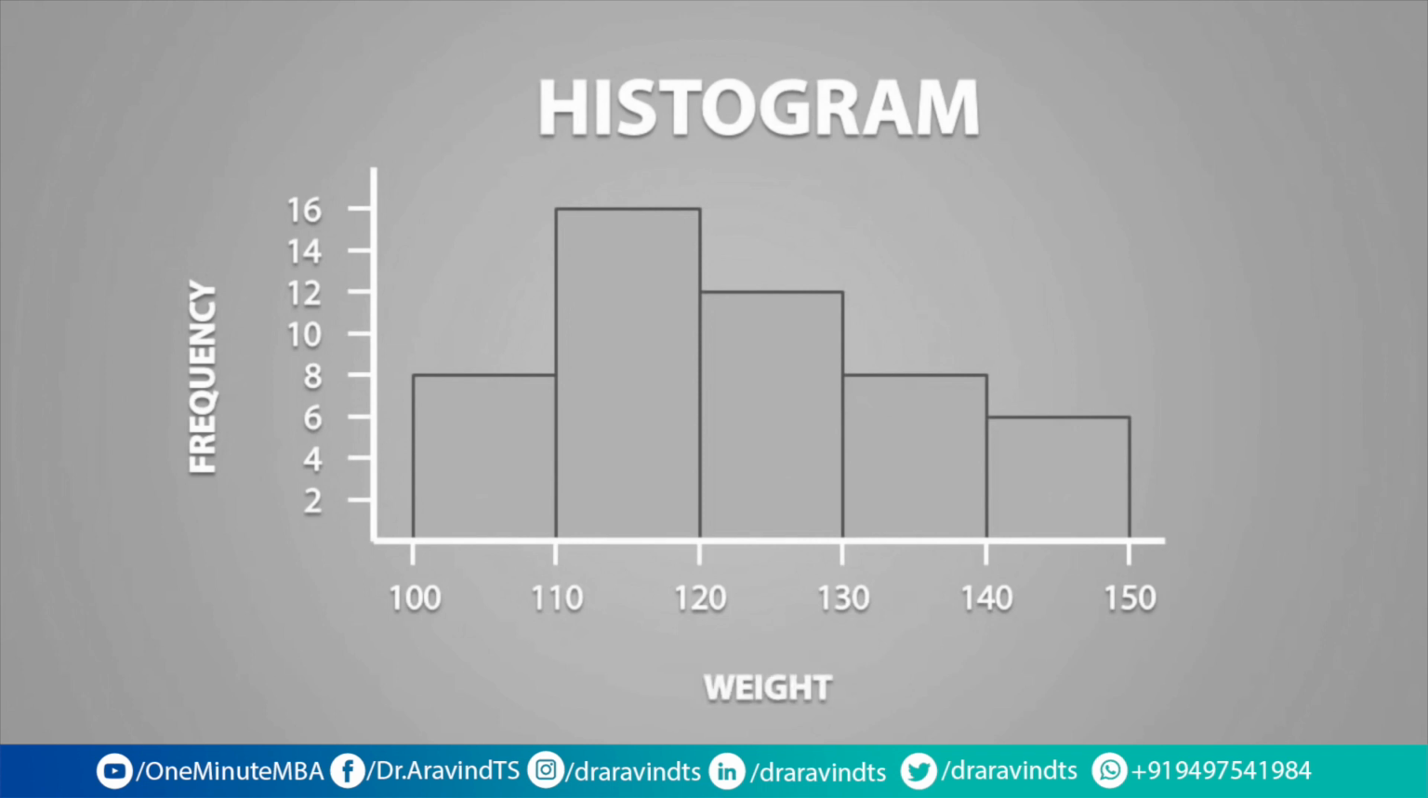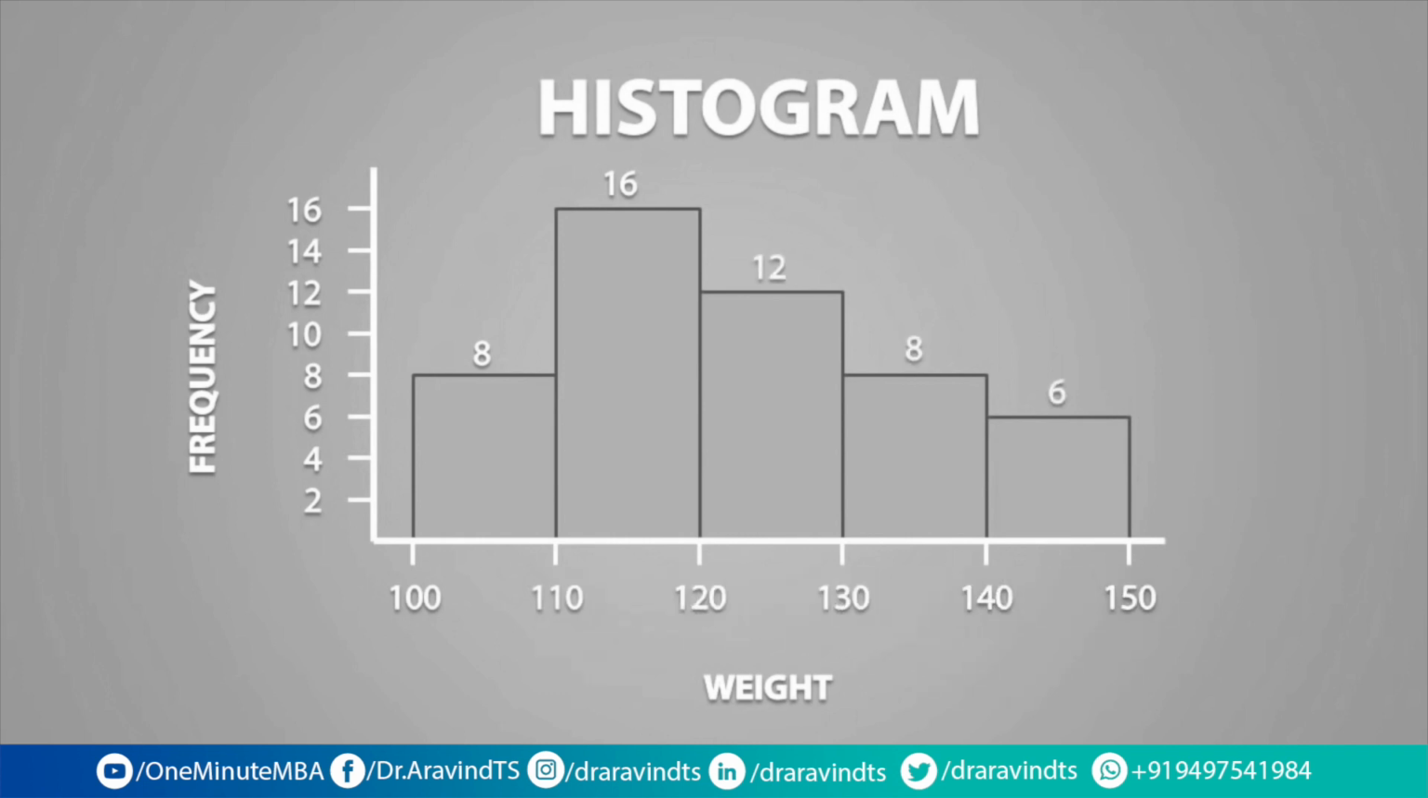To read a histogram, you first pick one of the intervals and determine its height. So for the interval between 100 and 110, we see that the bar has a height of 8. This means that, from the data we collected, 8 people weigh between 100 and 110 pounds. For the next interval, we see that the bar has a height of 16, so this means that 16 out of the total people I collected data from weigh between 110 and 120 pounds. The rest of the histogram can be read in a similar fashion.